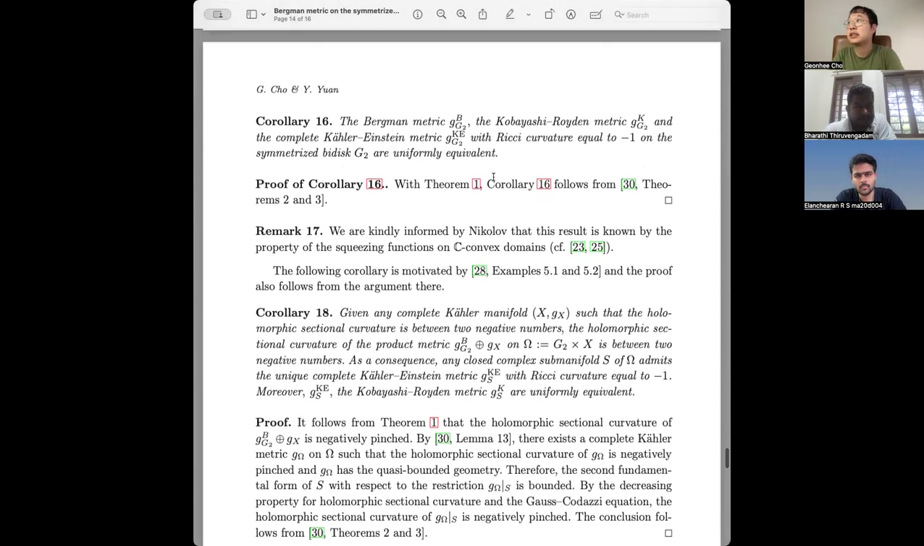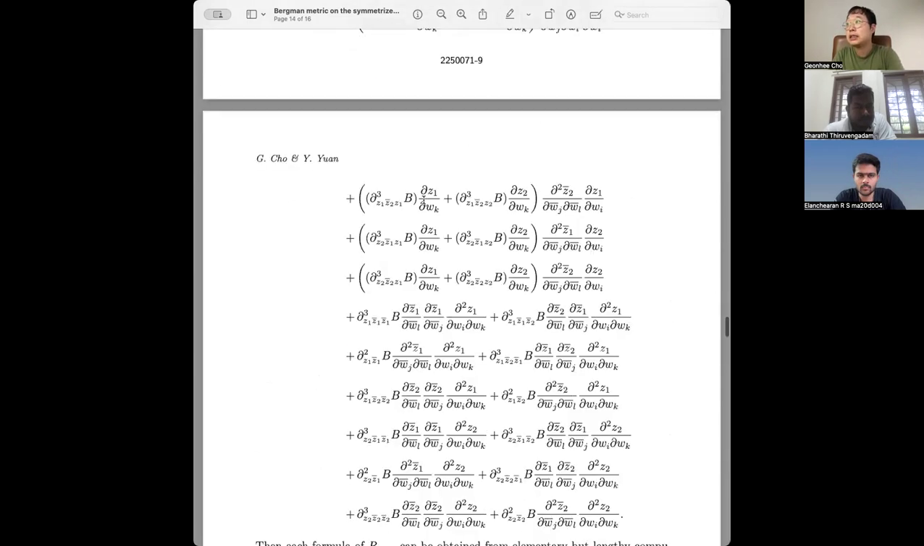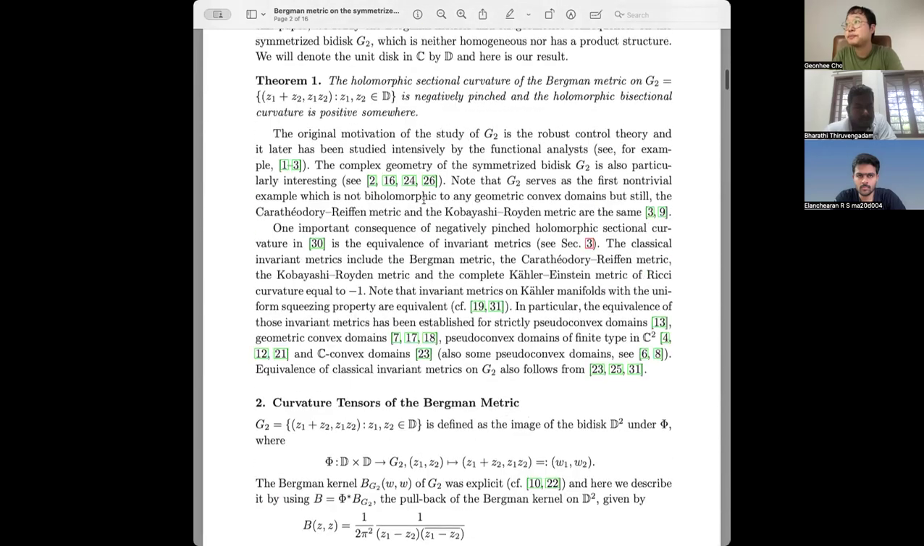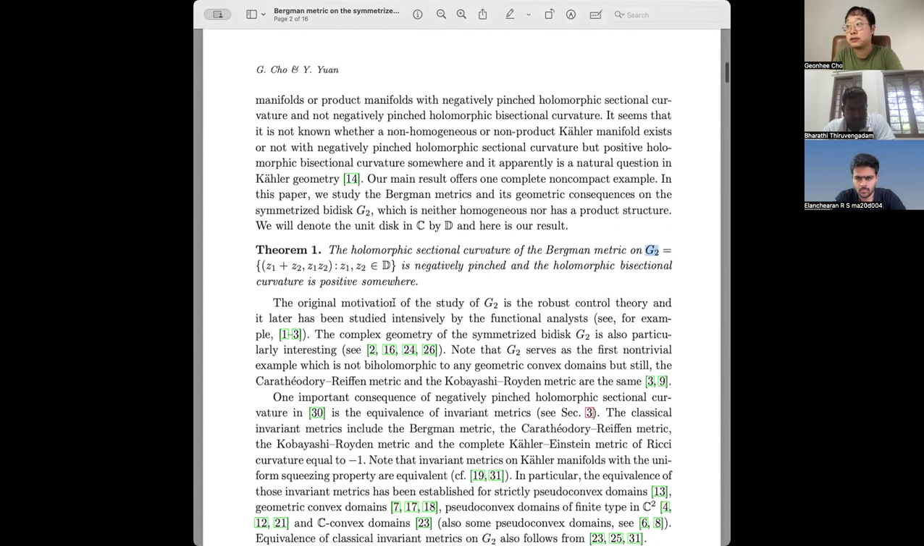What one can tell here is that this paper concerns the so-called symmetrized bidisk. Let me first give you the definition. The symmetrized bidisk, usually written G sub 2 in the literature of several complex variables, is a set consisting of the first component Z1 plus Z2, and the second component the product Z1 Z2, which indeed comes from the symmetric polynomial in the two components case. Z1 and Z2 are from the unit disk in C1.